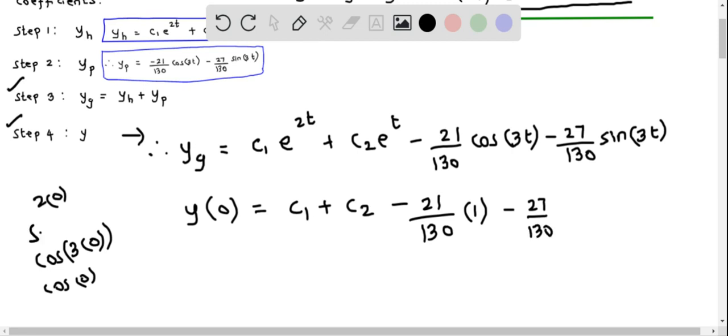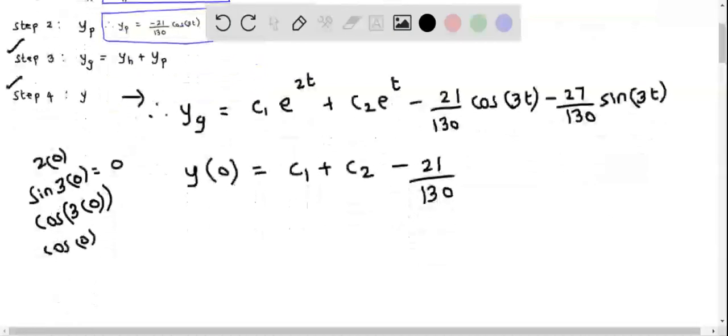So sine of 3t, that is sine of 3 times 0, equals sine 0, which is 0. So this is negative 27 over 130 times 0, which means it is 0. So I can simply ignore this, and for this multiplier I just put negative 21 over 130, and y of 0 is given as 2, so we can write this as 2.